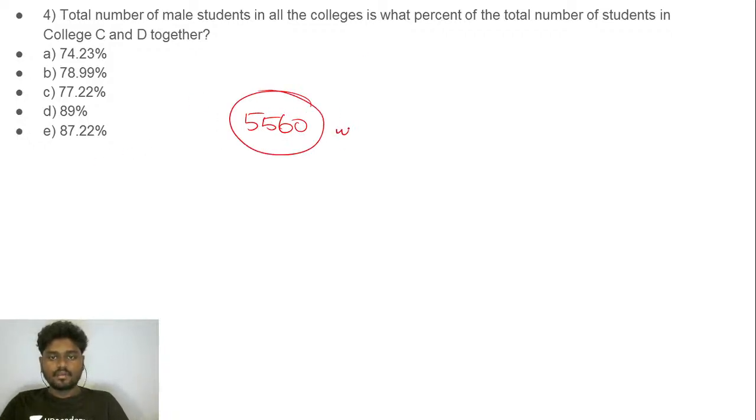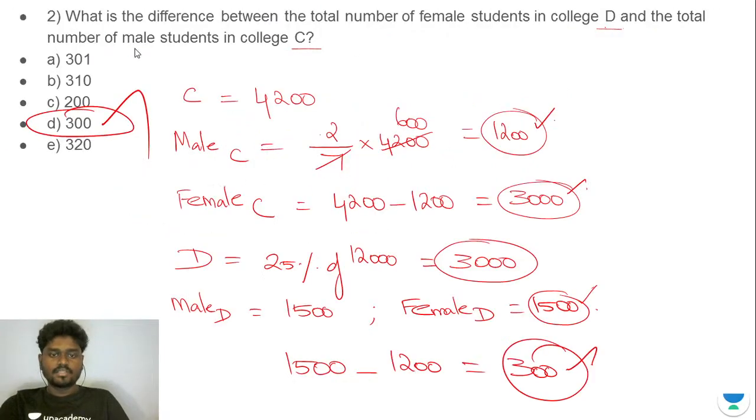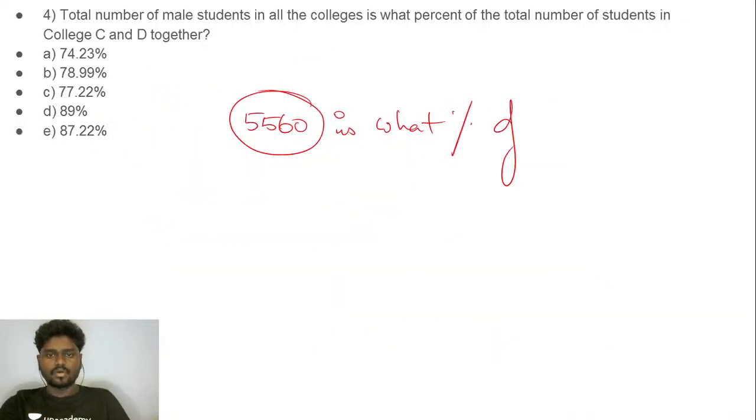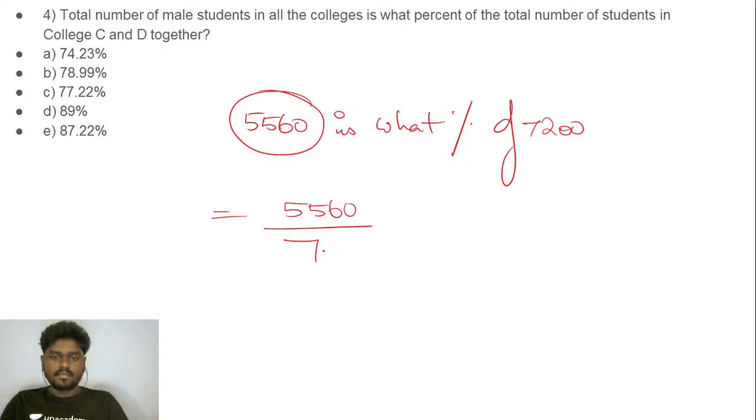They're asking what percent of the total number of students in college C and college D together. College C has 4,200 and college D has 3,000. So 3,000 plus 4,200 will give you 7,200. So your question is: 5,560 is what percent of 7,200? That's the question. So this is going to be 5,560 divided by 7,200 into 100.